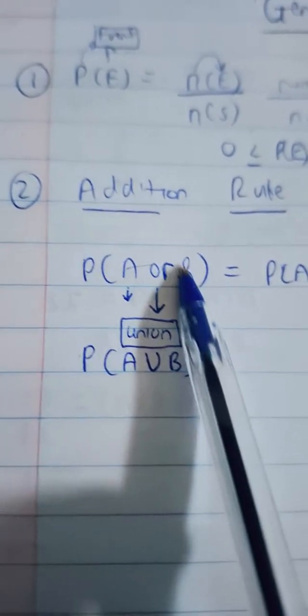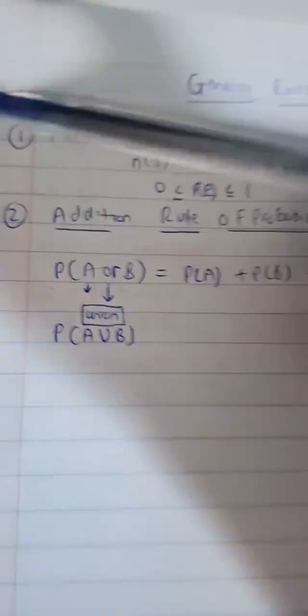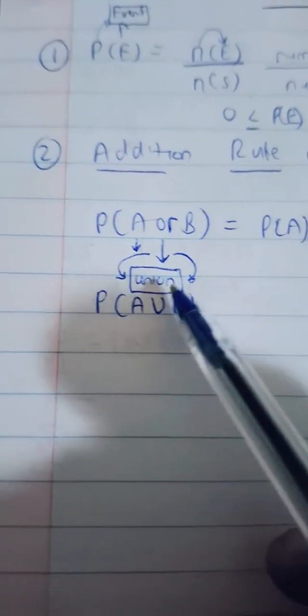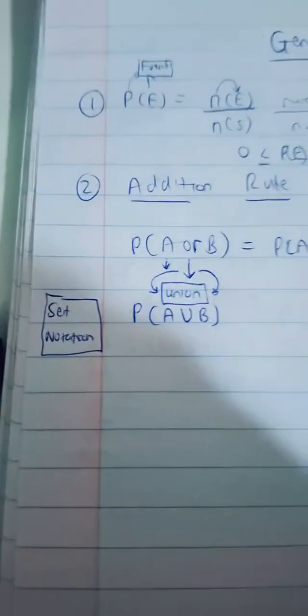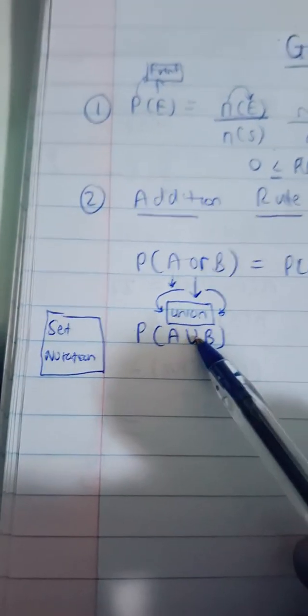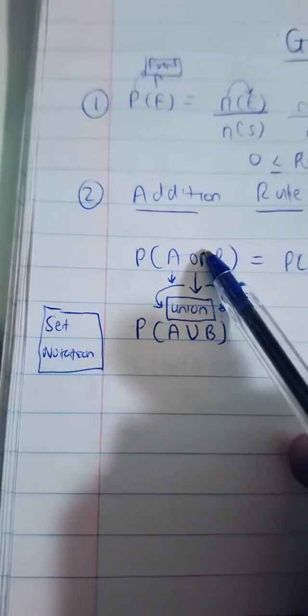P of A or B. So A is a specific event. B is another event. The word "or" here is something that we call the union. Okay, "or" means union. And there's something that we call set notation. In the set theory of set notation, instead of using letters and words, we use symbols to denote certain words.